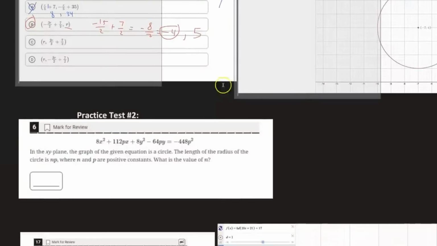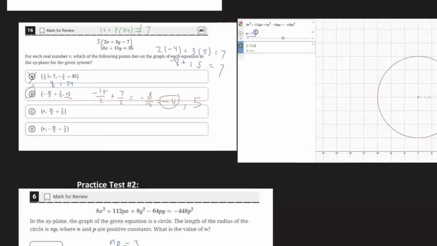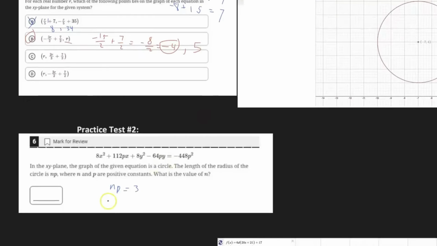And so if we move back to our question, it said that the length of the radius of the circle is n times p. So n times p is going to be equivalent to the radius, which we said over here was going to be 3. And what do we set p equal to? We set p equal to +1, right? So if p is +1, then we know 1 times n equals 3. So n must be 3, and therefore 3 is our answer.